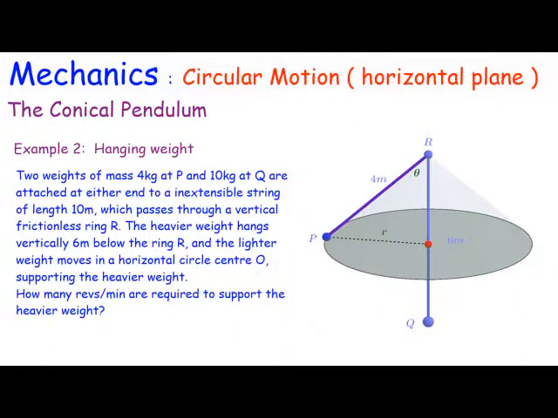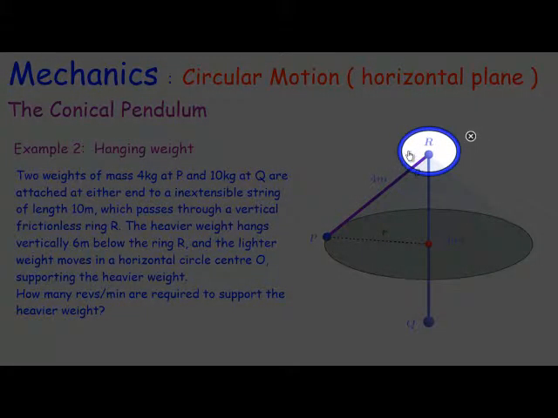I'll call this one the hanging weight. Well, the weight Q, which is 10 kilograms, is hanging through, you can see here, a frictionless ring R. Where's the frictionless ring R? Well, the frictionless ring R is up here. Okay, that's the frictionless ring R.